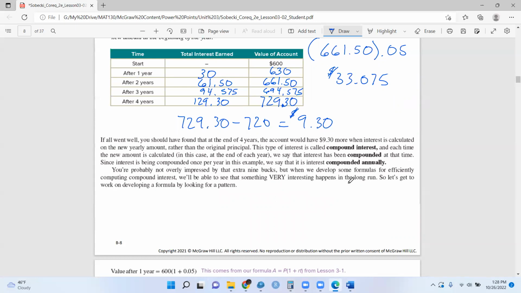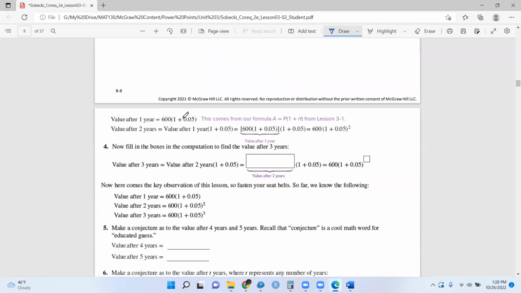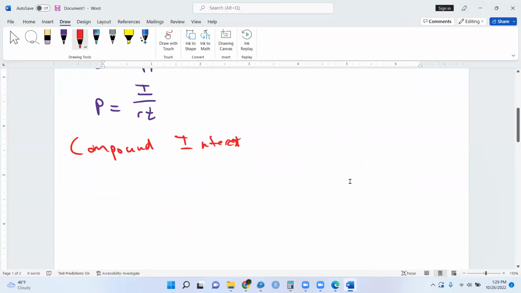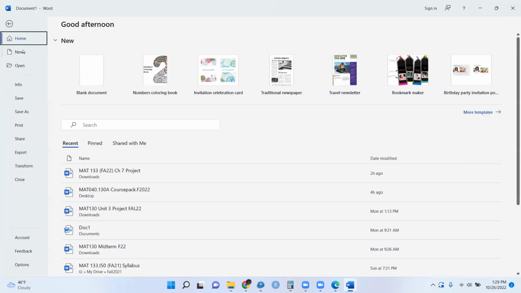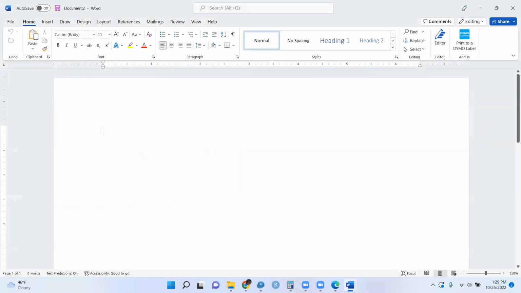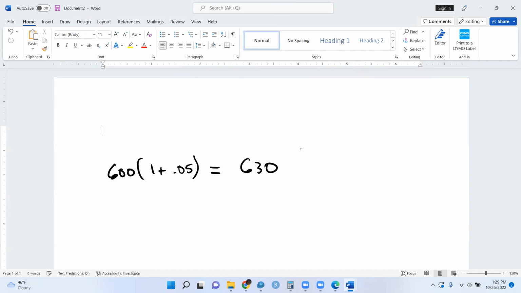So let's create a nice compound interest formula. Now the author does this interesting thing. He says, take a look at what we did. We did 600 times 1 plus 0.05 to get the first future value using this P times 1 plus RT. This is why he wanted us to know this formula. So I'm going to write this out because seeing it already written out is a little bit confusing. So our first calculation is 600 for the future value times 1 plus 0.05. And that got us the 630.